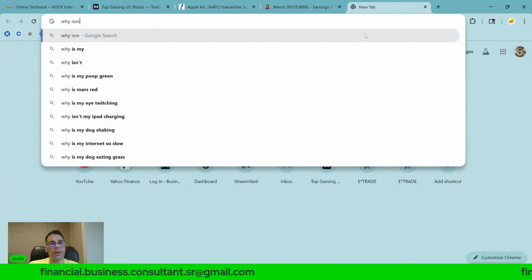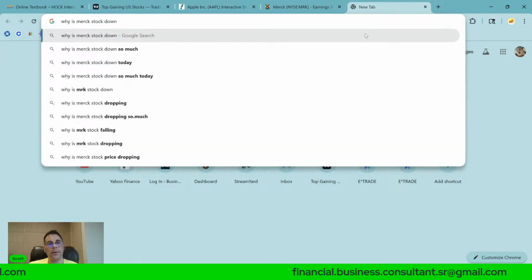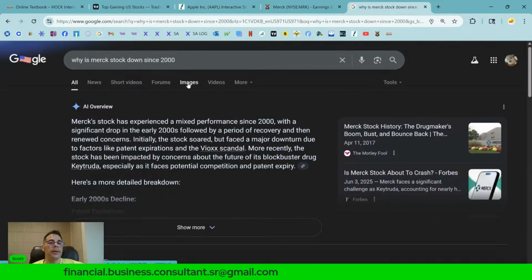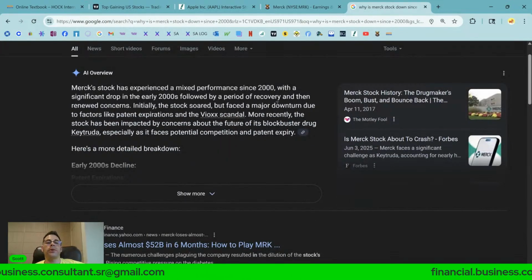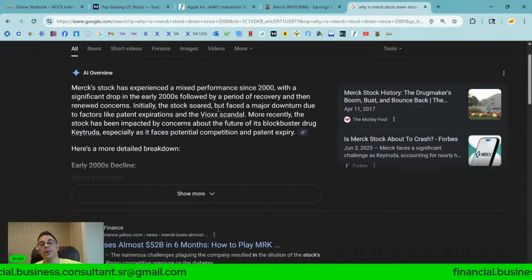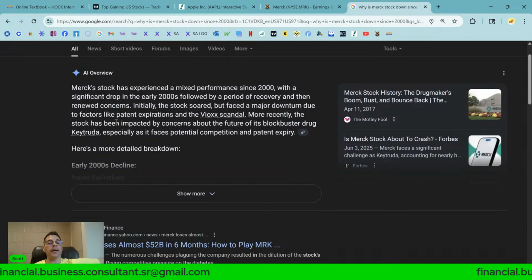Why is Merck stock down since 2000? Merck experienced a mixed performance since 2000 with a drop in the early 2000s, followed by recovery. So you see this, the stock soared, but faced a major downturn due to the patent expiration of Vioxx. Due to patent expirations and the Vioxx scandal.